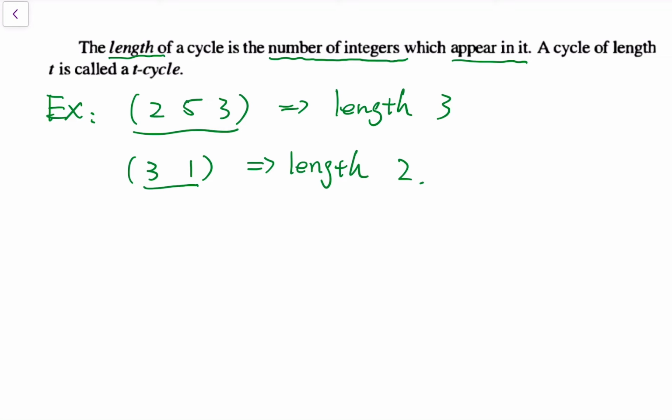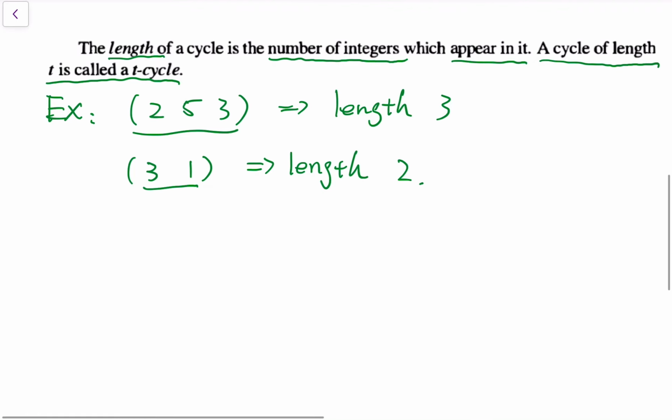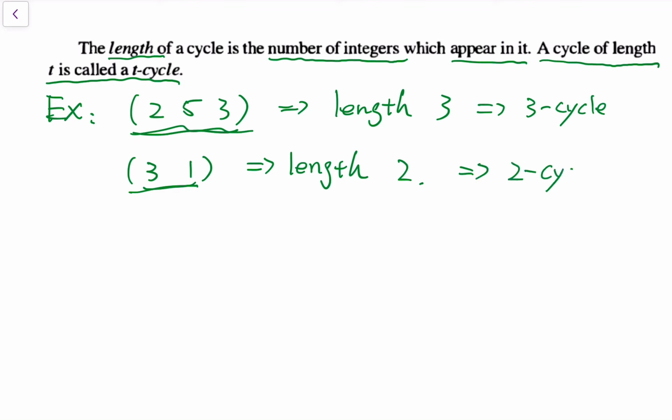And then we can say that a cycle of length t is called a t-cycle. So for this first cycle, it is of length 3, so it is called a 3-cycle. And for this one, it is of length 2, so it is called a 2-cycle. So this is the definition of the length of cycles.